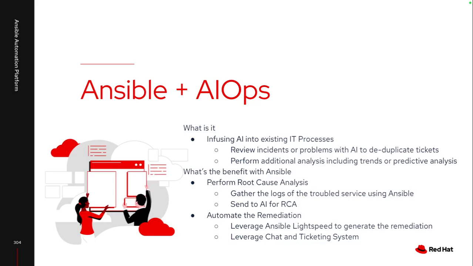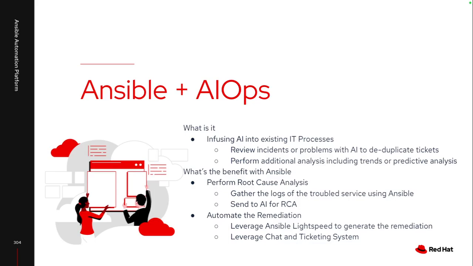I can leverage Ansible to help with some of that root cause analysis. So maybe I don't already have a tool that's providing all of these logs into a ticketing system, into a log aggregator. What I can do is have Ansible, on an alert from something like Datadog, Dynatrace, or really any sort of monitoring solution, gather the logs from that troubled service, push it to that AI to do that root cause analysis, and then I can even go through the process of automating that remediation.